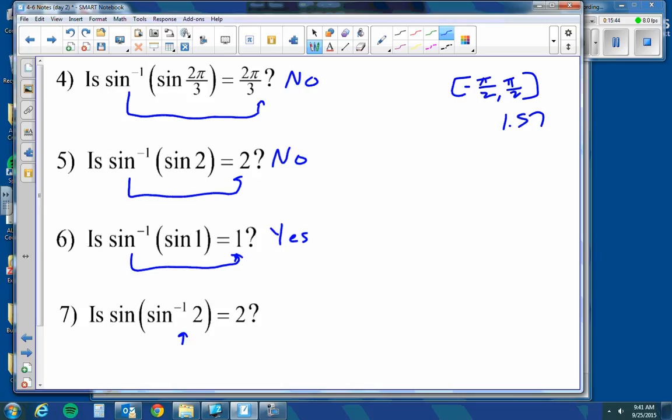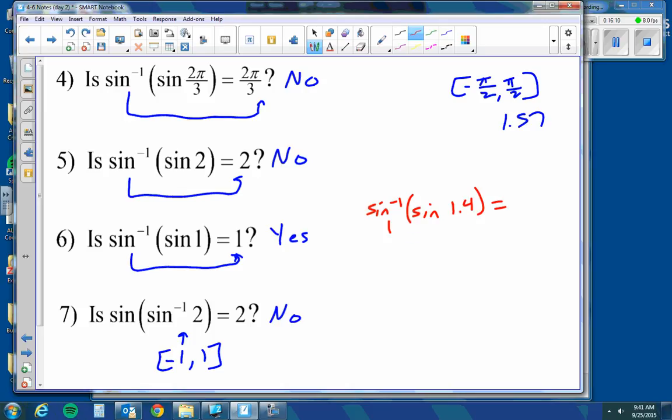Now you're focused on the domain, because you're starting with the inverse. What's the domain of inverse sine? Just negative 1 to 1. So that's a no. Now just watch for a second. Here, I'm just going to change the problem here. What if I made it like 1.4?